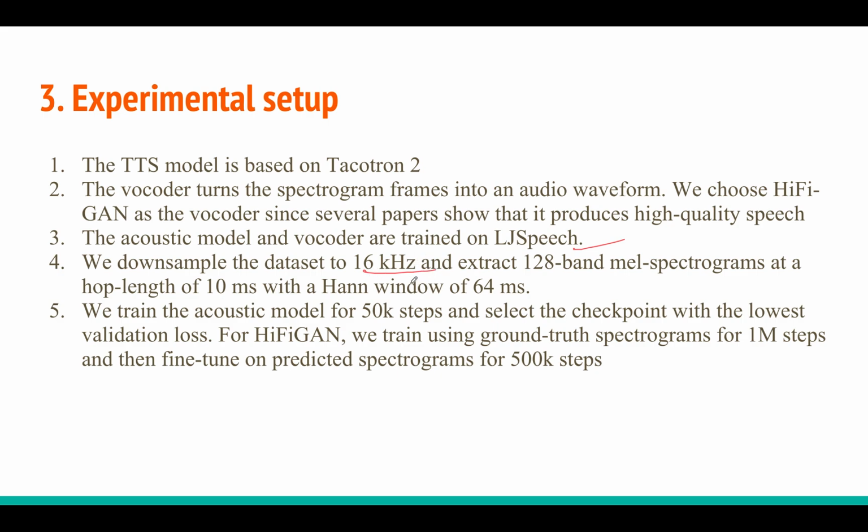They downsample the LJ Speech data to 16 kilohertz, just to match it with the self-supervised models, which are again trained on a 16 kilohertz sampling rate. And then for Mel spectrogram, they use 128-band Mel spectrograms, with hop length and window size as you can see here. And the acoustic model, which is the TTS, is trained for 50,000 steps. And then for HiFi-GAN, they first use the ground truth spectrograms for 1 million steps, and then they fine-tune it with predicted spectrograms for 500,000 steps.